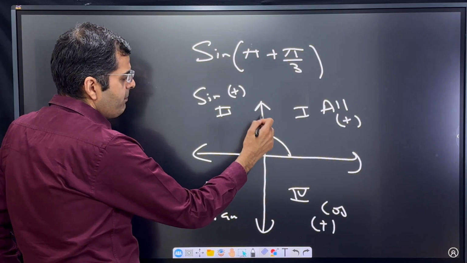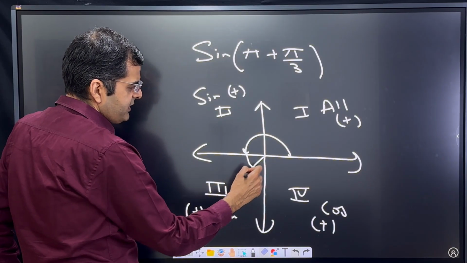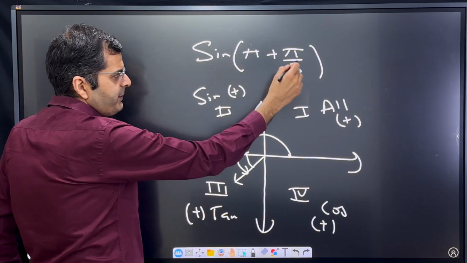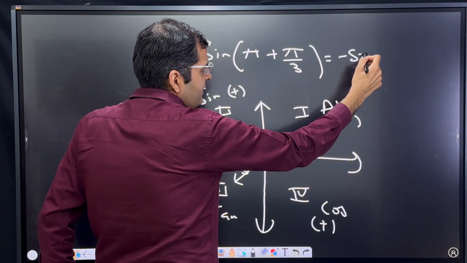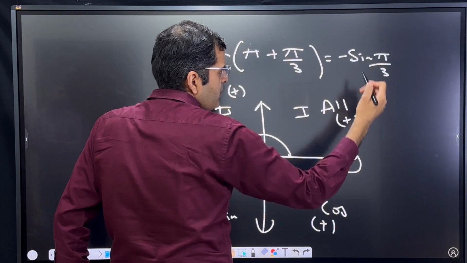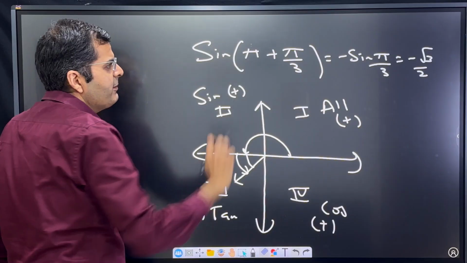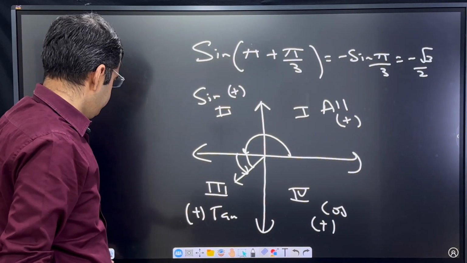If I do pi plus pi by 3, that means I am going in this direction. If it is 180 degrees plus pi by 3, this is nothing but minus sine of pi by 3, which is minus root 3 by 2. So sine of pi plus pi by 3 is negative root 3 by 2.